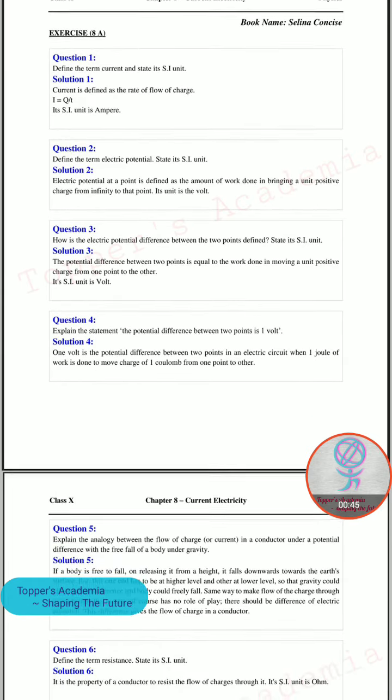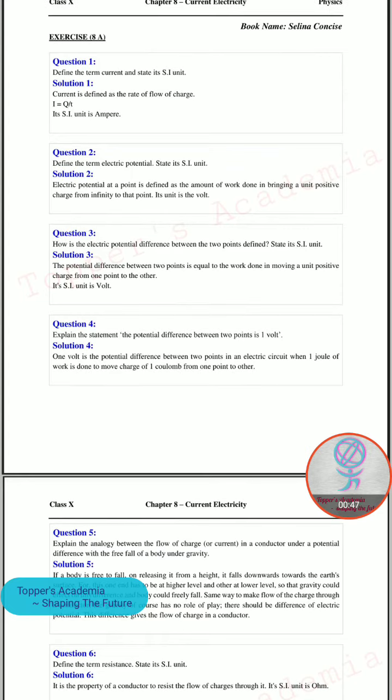Moving to question number 2. Define the term electric potential, state its SI unit. Electric potential at a point is defined as the amount of work done in bringing a unit positive charge from infinity to that point, and its unit is the volt. If you write this answer, you will get full out of full.